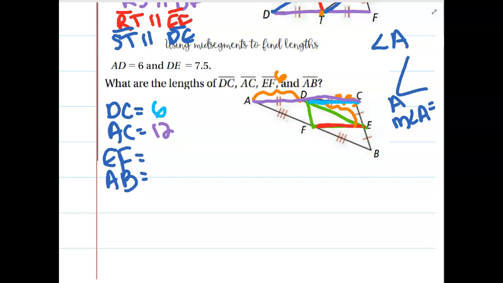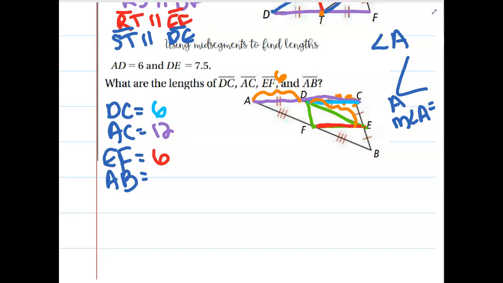So far, I know AD, BC, AC. I also know EF. What's the relationship between FE, or EF, and AC? Yeah, they're parallel. That's important, but parallel lines have nothing to do with length. What's the relationship of their lengths? Great. Since it's a mid-segment, they are parallel, and this is half of whatever that is. So if AC is 12, half of that would be 6.